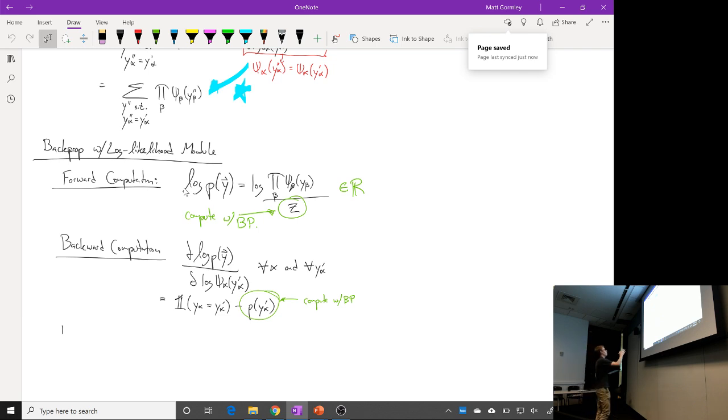Right? The actual values for the potential functions are what you feed into this module. Once you have those, you're also going to need the ground truth. And when you have the potential function values and the ground truth, you can run the belief propagation algorithm on the corresponding factor graph. That will give you the partition function Z, as well as all of these marginals.